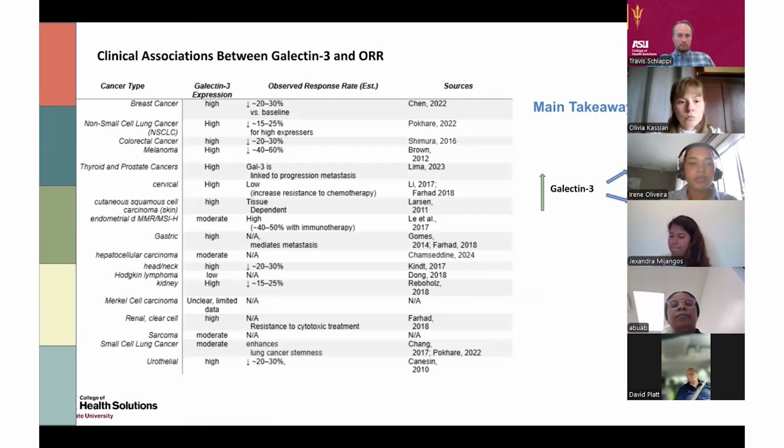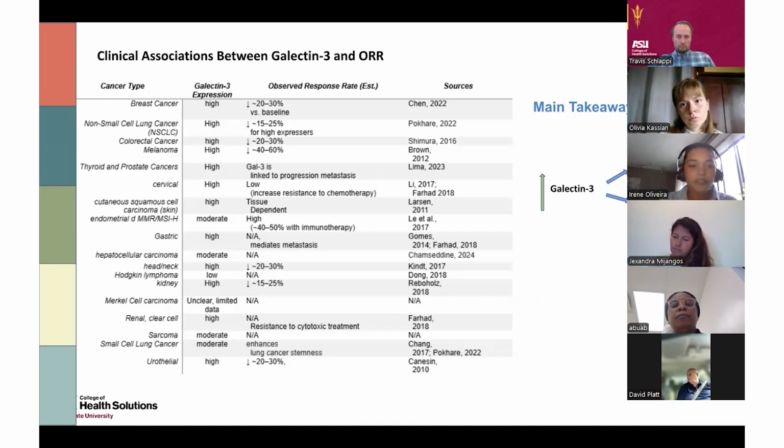This table shows the clinical association between galectin-3 and ORR. Based on the table, most cancers have high galectin-3 expression, and its level tends to increase as the disease is progressing. There's ample evidence that an increase in galectin-3 expression in the patient is associated with poor survival and also poor disease-free survival, irrespective of the cancer type.